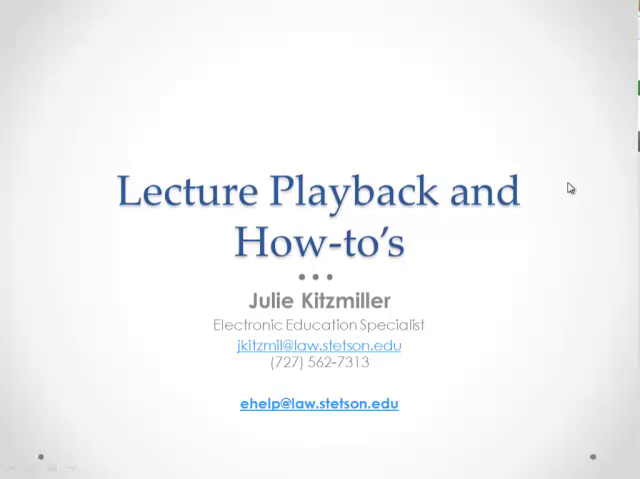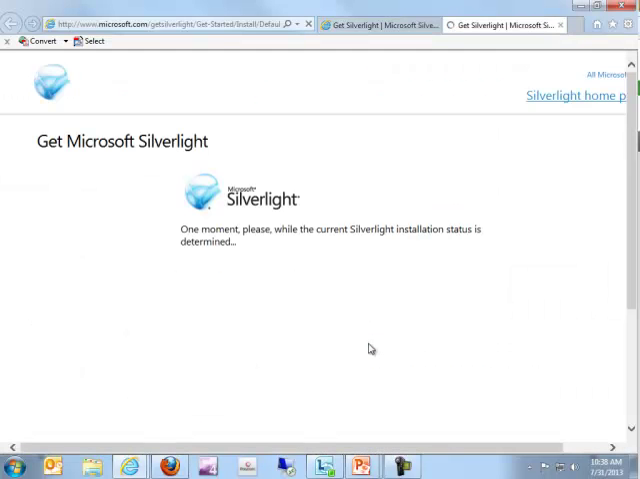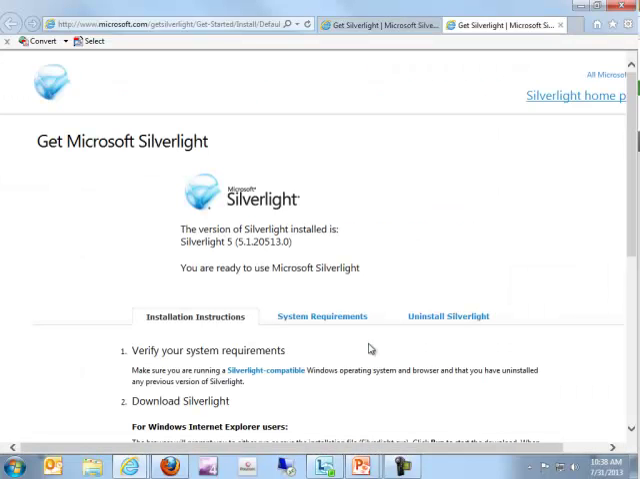Today we're going to be going over the lecture playback and some basic how-tos and tips for playing the lectures. Our system is mobile friendly for iPad, iPhone, and most Android devices, but you're going to want to check your system for Macs or PCs to make sure that you have Silverlight installed. To check to make sure you're using the most up-to-date version, you want to use Microsoft.com/getsilverlight, and when you do, you get a really quick check of your system with that link to tell you whether you're using the most up-to-date version.